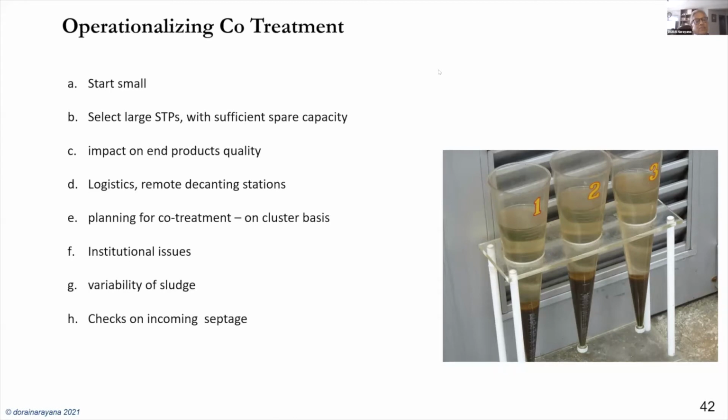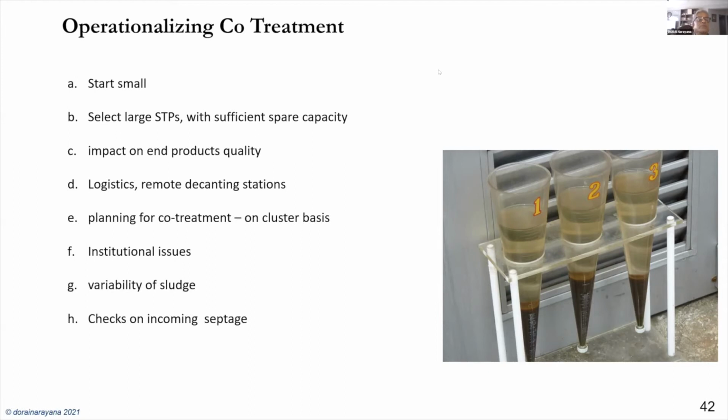Secondly, it's not enough to be large, but it should have sufficient spare capacity, which means if the plant is designed for a particular capacity, the current flow that is coming in should not be very high, should not be 95%, for example. If it is 80% or even 70%, then that is a spare capacity which could then be utilized for the co-treatment. The end products I've already mentioned earlier. The logistical part I've also mentioned. We can look at logistics and try to come up with a remote decanting station that would certainly improve the attractiveness of co-treatment. The cluster basis, that's a very good approach that should be tried as well.